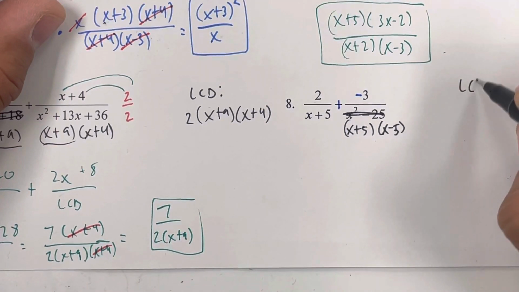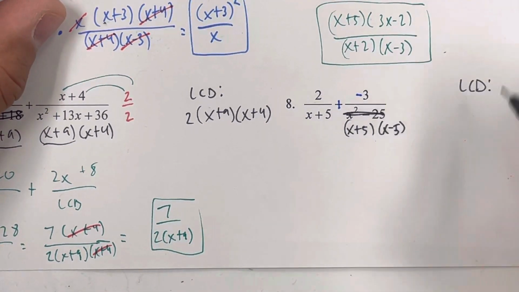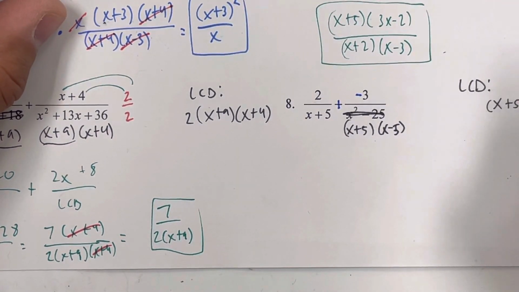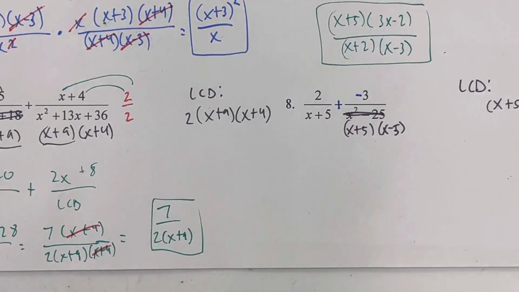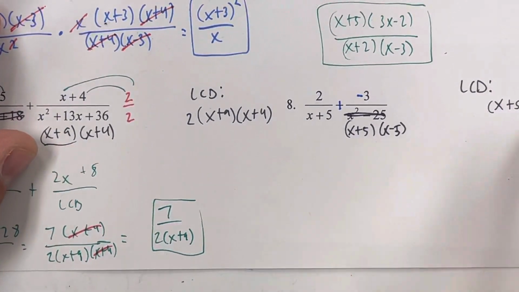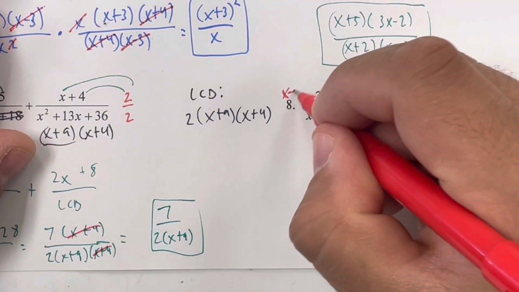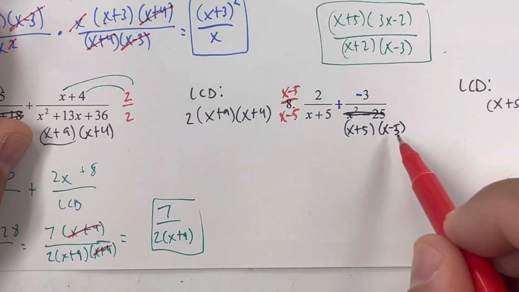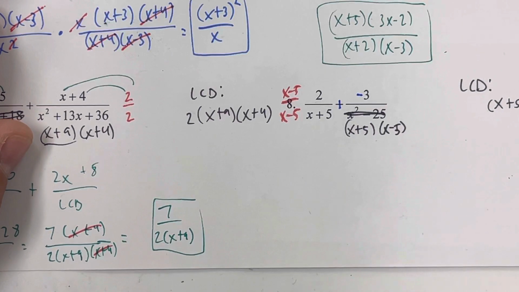So for my LCD, what do they have in common? I see they have x plus 5 in common. What's not in common is this x minus 5. So when you look at the first fraction, you see that it has the x plus 5, but it's missing the x minus 5, so I'm going to multiply the top and the bottom by x minus 5. The second one has the full LCD, so it doesn't need to be multiplied by anything.